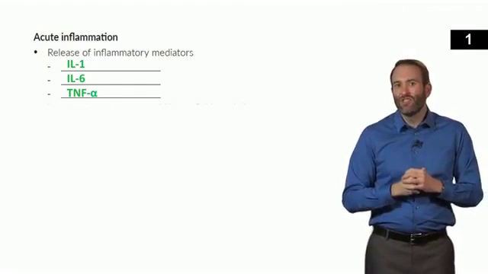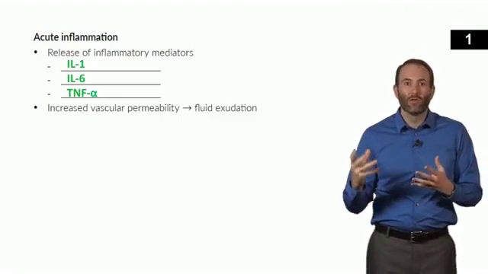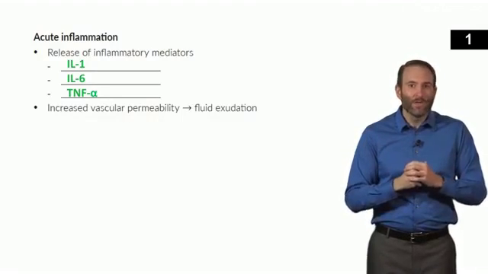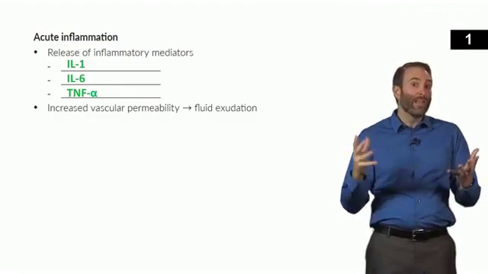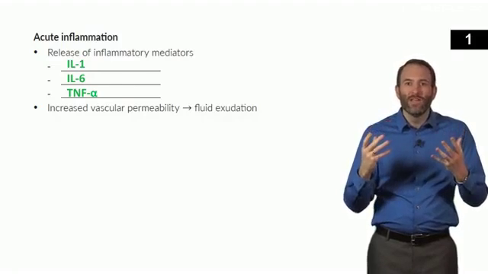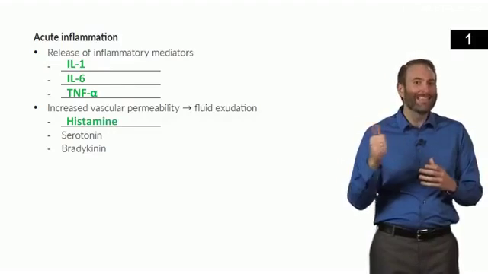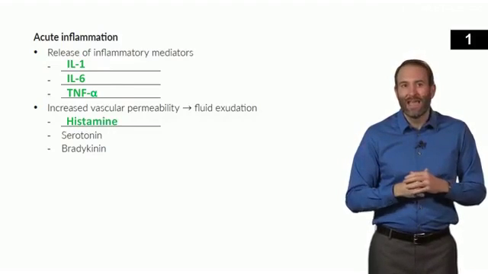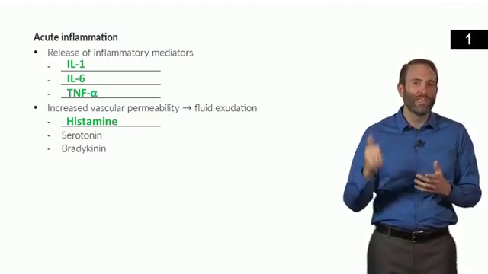Now, these cytokines do a lot of things, like cause vasodilation, and they increase vascular permeability. So that plasma starts to exude into the interstitium, and that causes swelling and redness and so on. Now, exudation of that inflammatory fluid is going to be mediated by three specific chemicals. I want you to remember histamine, serotonin, and bradykinin. So make sure you know those also: histamine, serotonin, and bradykinin.